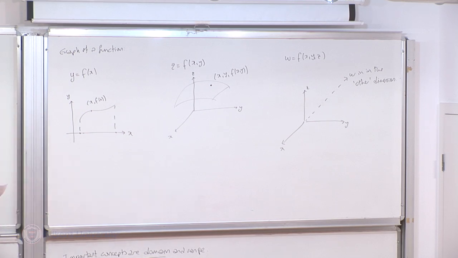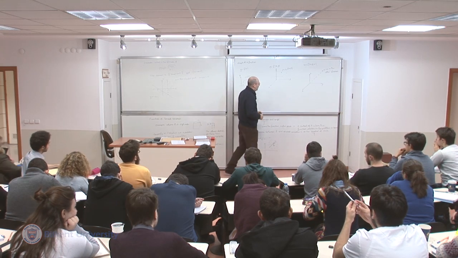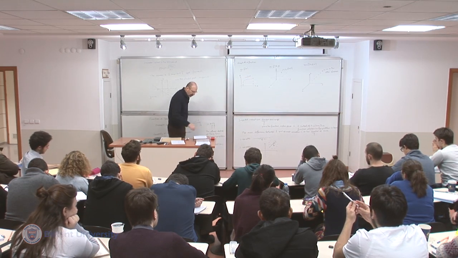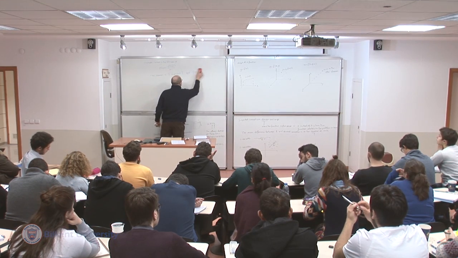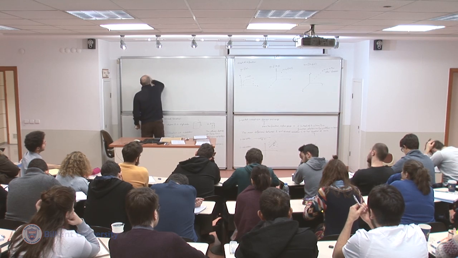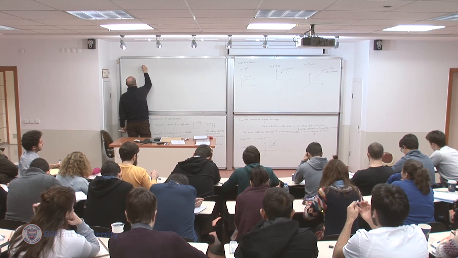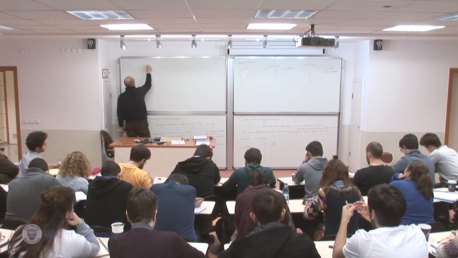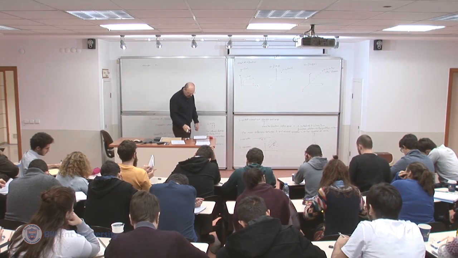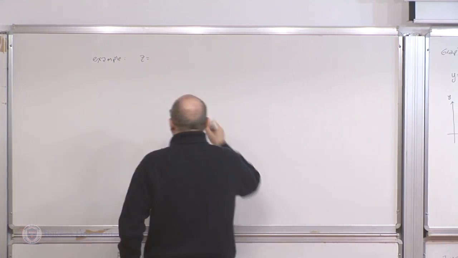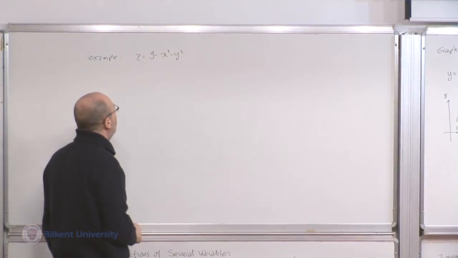Okay, so let's draw one popular graph here, which we will use several times. We will be looking at the volume, etc., of the surface quite often. So one example is z equals 9 minus x squared minus y squared.